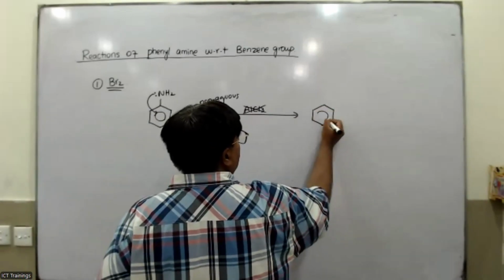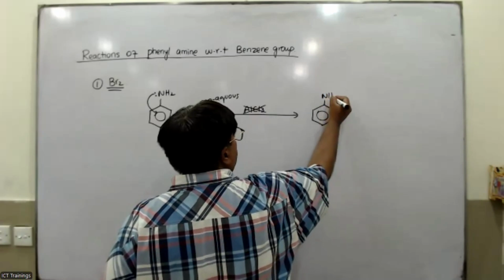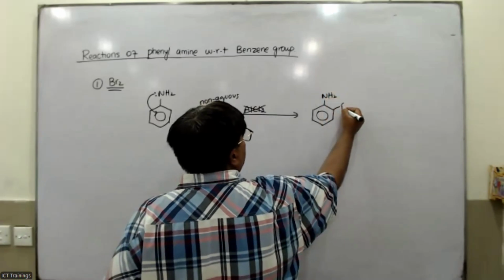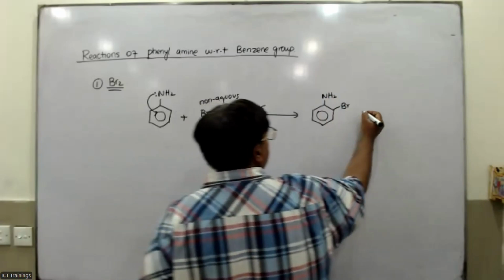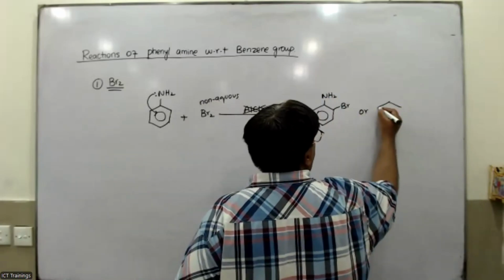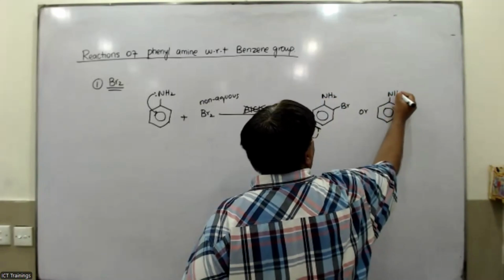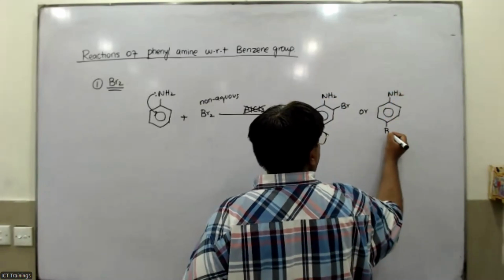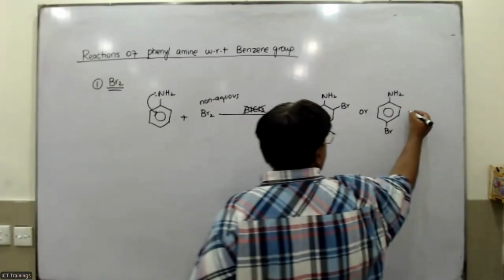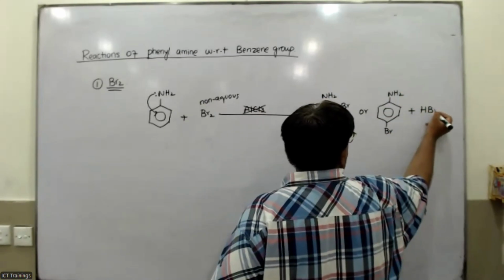This is phenylamine. Either the bromine would be attached on position 2 or it would be attached on position 4, and HBr is being produced.